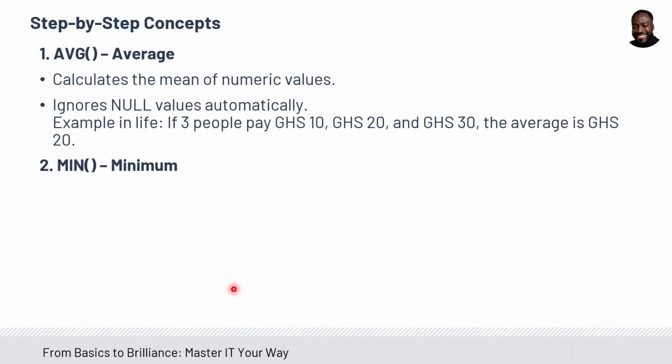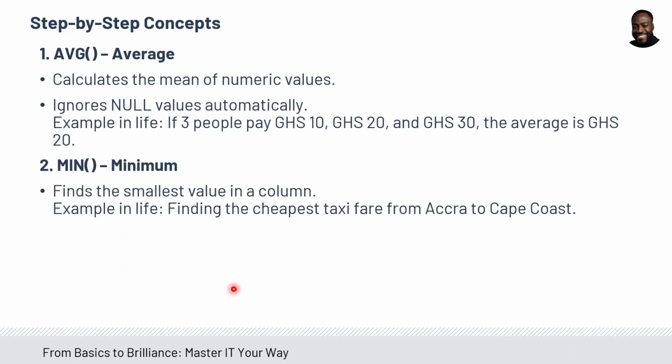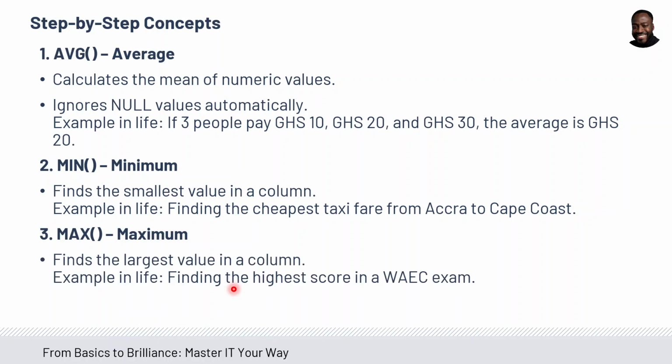And the minimum finds the smallest value in a column or a field. So example in life, finding the cheapest taxi fare from Accra to Cape Coast. And maximum obviously looks at the largest value in a column. So example in life, finding the highest score in a WAEC exam.